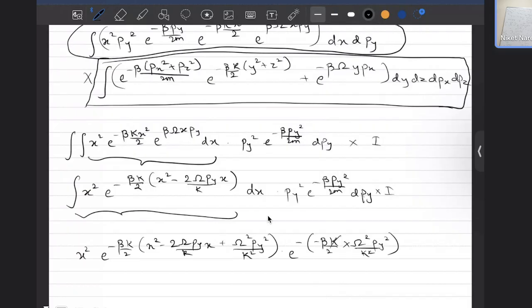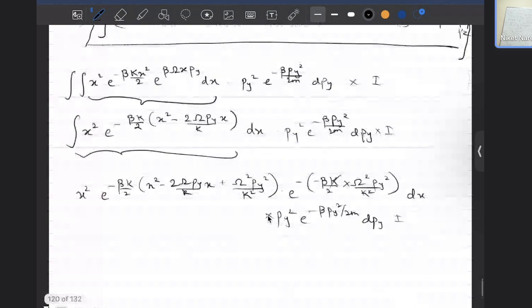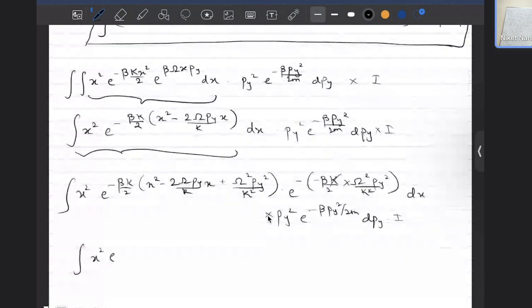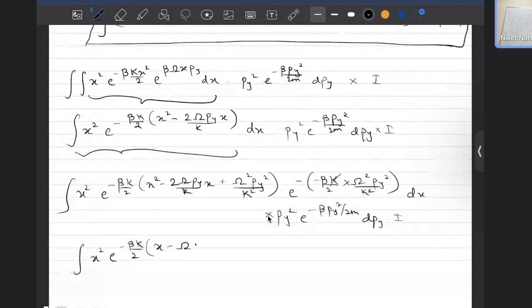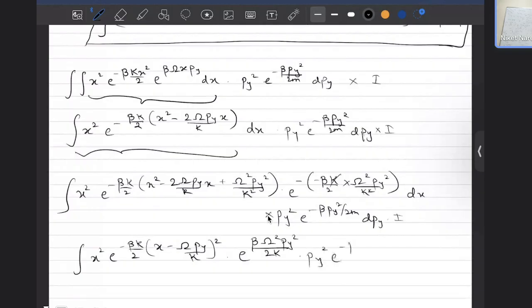Then I have dx, multiplied by py squared e raised to the power minus beta py squared by 2m dpy into I. So this is the integral of x squared e raised to the power minus beta kappa by 2 times (x minus omega py by kappa) the whole squared, multiplied by this constant e raised to the power beta omega squared py squared by 2 kappa, into py squared e to the power minus beta py squared by 2m dpy into I.